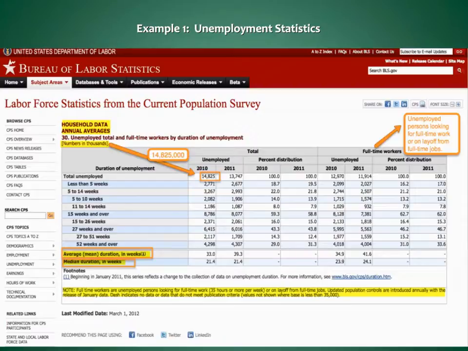So total unemployed for 2010 is actually 14,825,000. Just think about it. If you didn't add the 3 zeros, 14,825 seems like an awfully small number for total unemployed for the whole U.S. What are the other units? Percent distribution, average or mean, and median, which is the middle number in an ordered list of numbers.